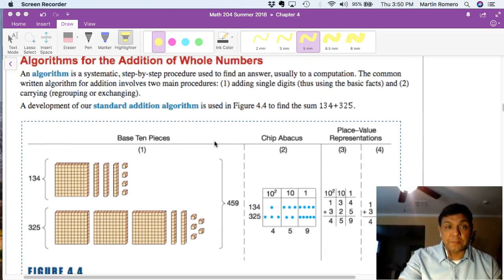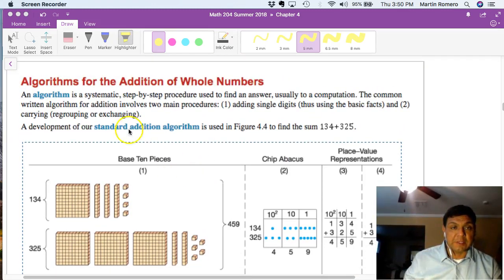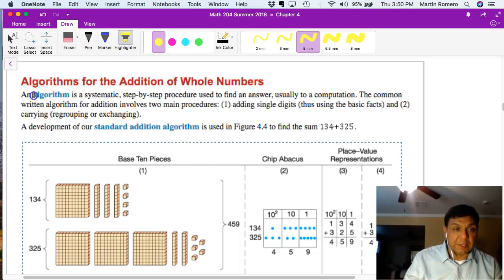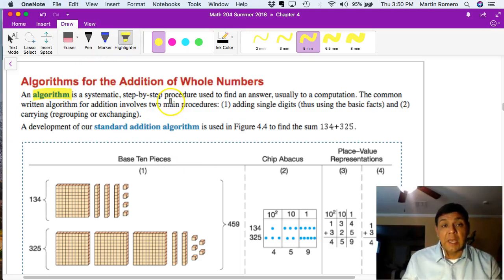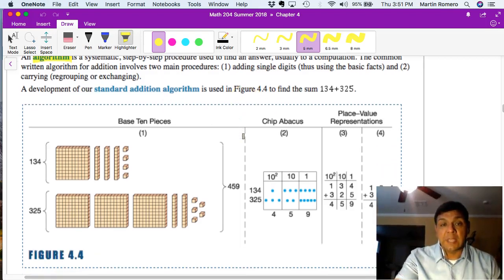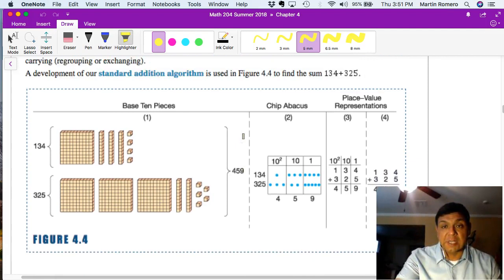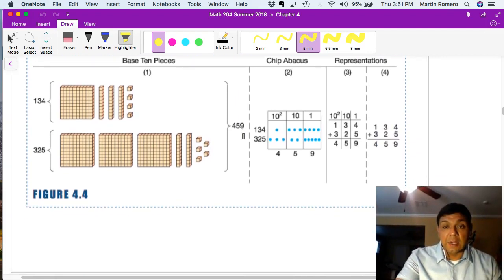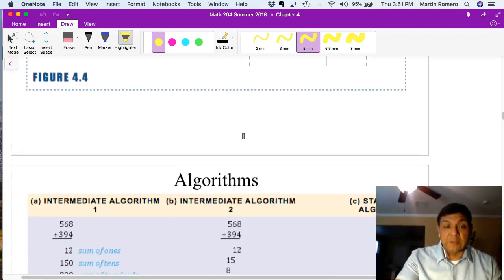When we think of an algorithm, we want to make sure we know what that word means to begin with. An algorithm is a systematic step-by-step procedure used to find an answer, usually to a computation. The common algorithm for addition involves two main procedures. You add single digits and then carry or regroup or exchange when the value gets greater than 10. And so that's what we would call the standard algorithm. That's what you're familiar with.